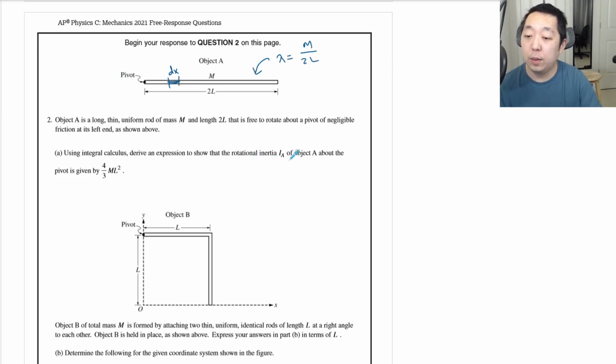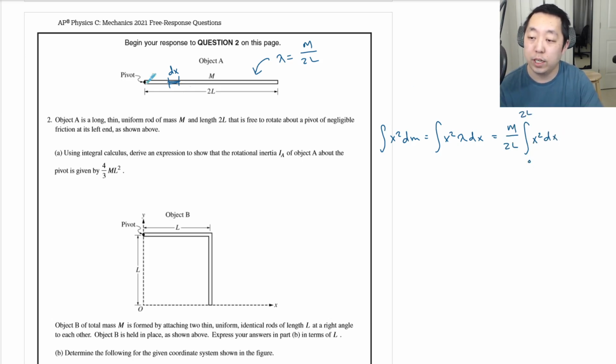So when you set up the I calculation, you want to do the integral of x squared dm. That's the integral of x squared lambda dx. Lambda is a constant, so I can just bring it outside of the integral. Here I'm going to integrate from 0 to 2L. Don't forget you're going to 2L. They're trying to trick you a little bit there. This is going to be 1/3 x cubed from 0 to 2L. Then I just plug in 2L, because when I plug in 0, I get 0.